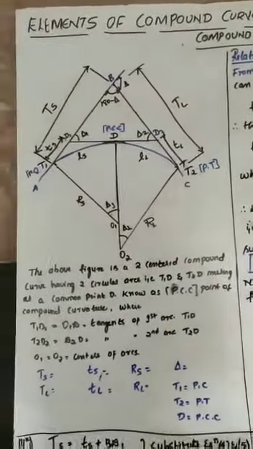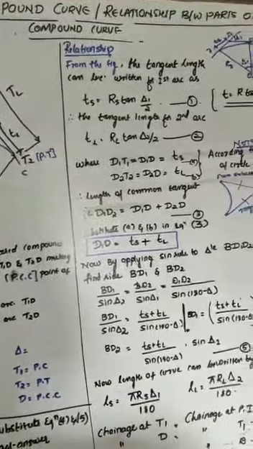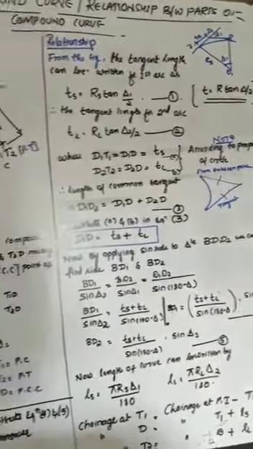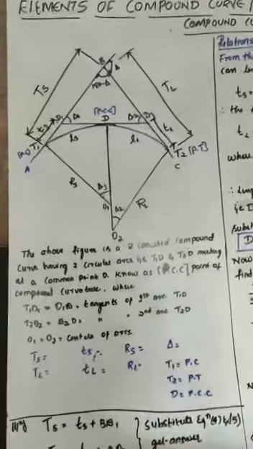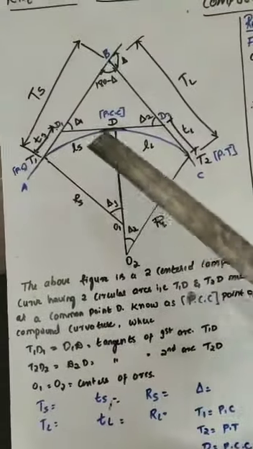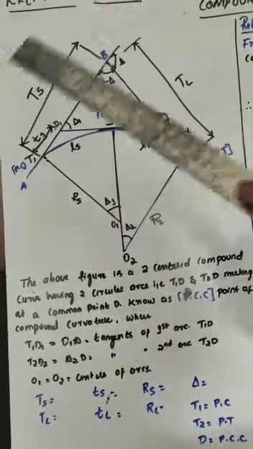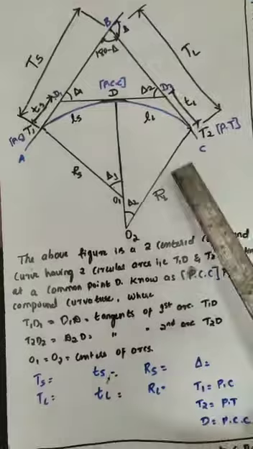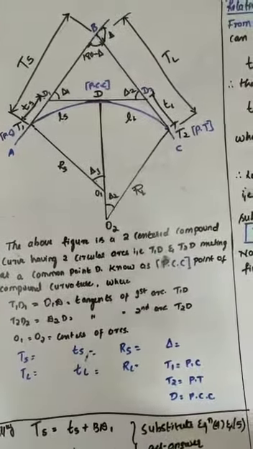Okay. Next topic is elements of compound curve, or relationship between parts of a compound curve. So this is a diagram where T1B is a tangent. It is a TS. Before that, I'll just explain what this figure is about.